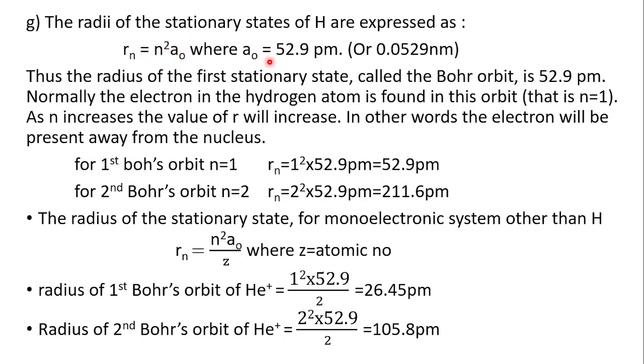So for the first Bohr orbit of hydrogen, the radius is n square into a naught, তাৰমানে 1 square into a naught. A naught মানে কি? এটো fixed value, it is a constant, 52.9 picometer. So the radius of first orbit is 52.9 into 1 square, তাৰমানে 52.9 picometer. Normally the electron in the hydrogen atom is found in this orbit. তাৰমানে হাইড্ৰোজেনৰ ক্ষেত্ৰত ইলেক্ট্ৰনটো সদায় ক'ত থাকে? Normally 1 নম্বৰ অৰবিটটোতে পোৱা যায়, but it can get excited to 2 orbit or 3 orbit or 4 orbit.